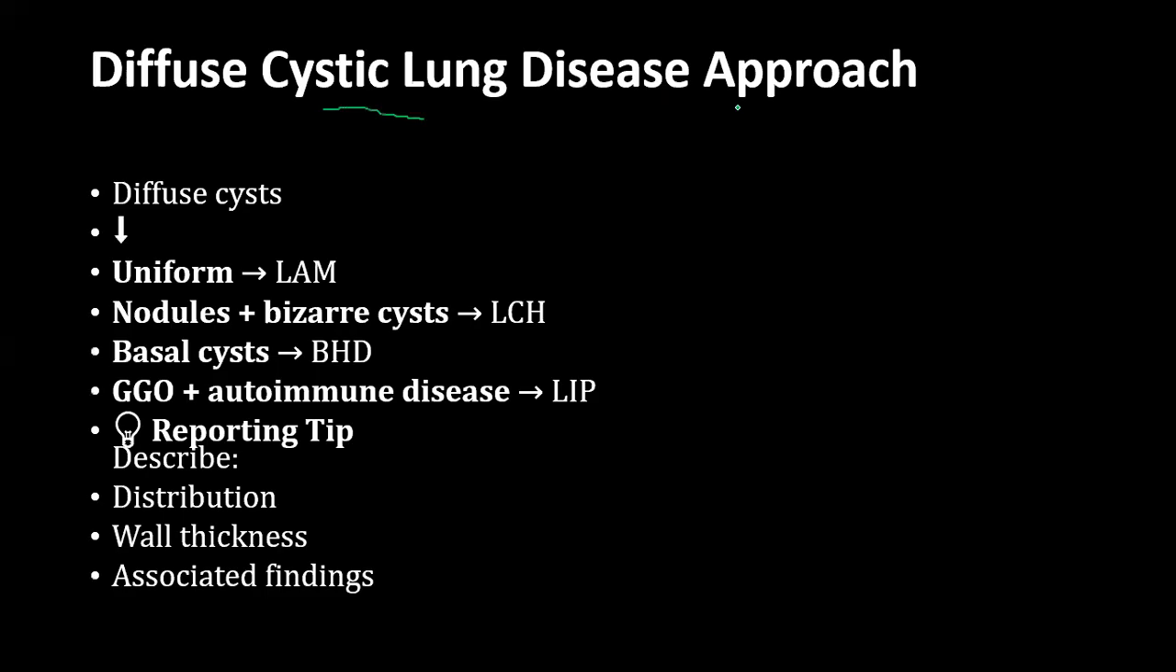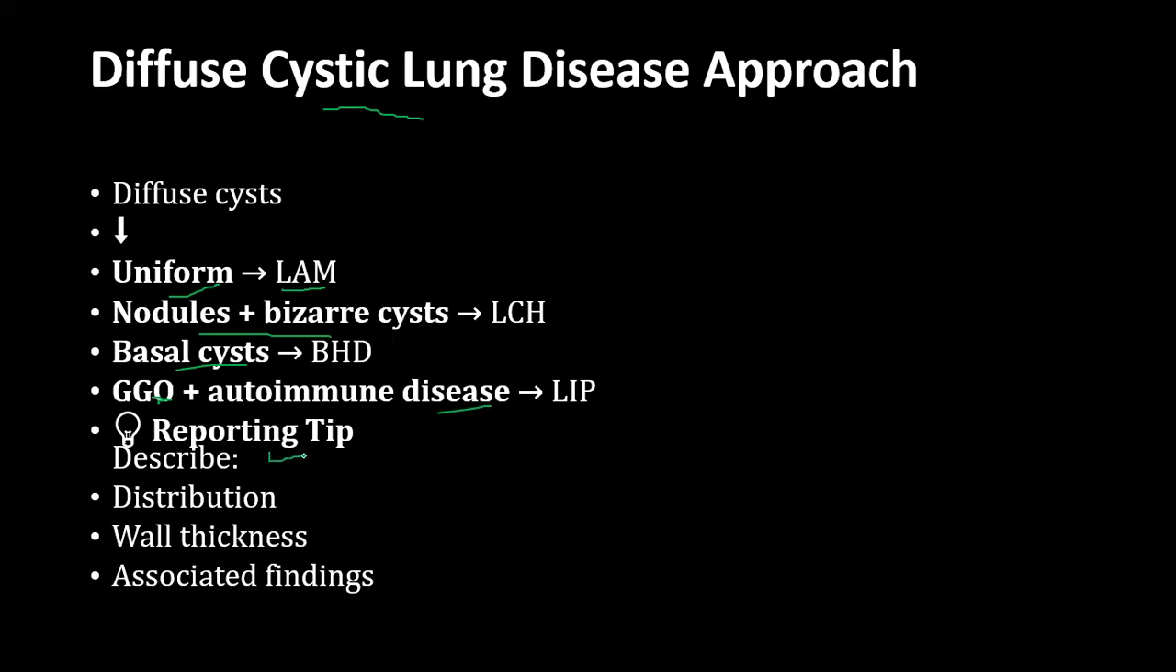Diffuse cystic lung diseases. Now I'll be discussing the approach for diagnosing and differentiating different types of cystic lung diseases. If the cysts are uniform throughout the lung, then the disease is LAM. Previously discussed, with nodules and bizarre shapes, LCH; basal cysts seen in the setting of BHD; and LIP is, as previously discussed, an autoimmune disease, and ground glass was usually seen. So you have to report every finding in your case and then come to the diagnosis.